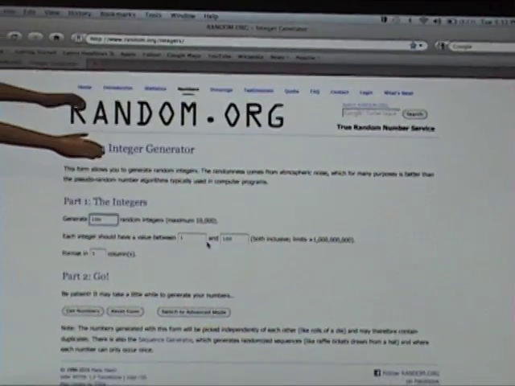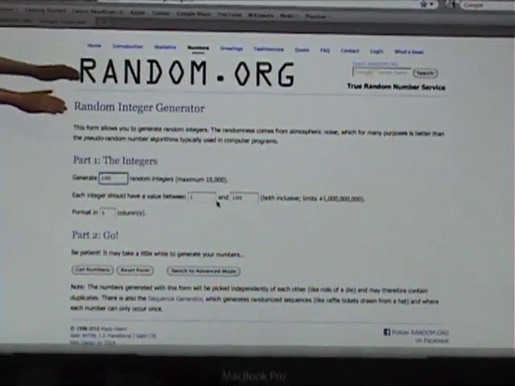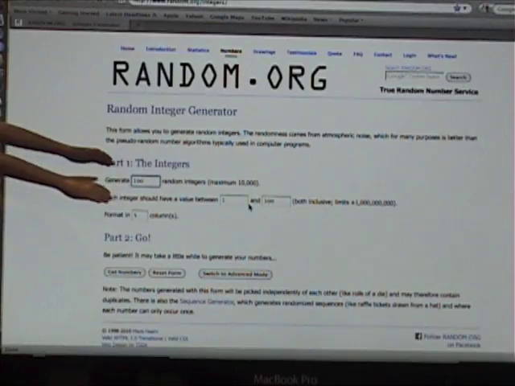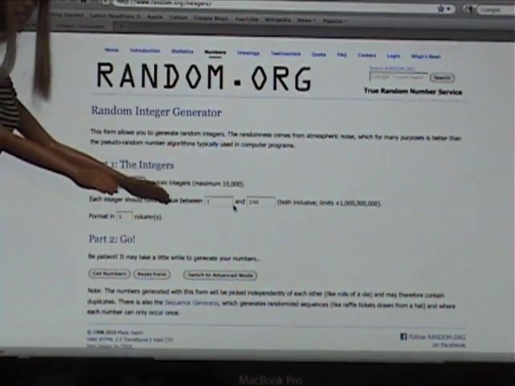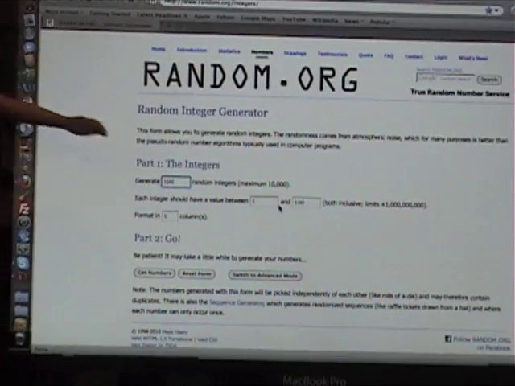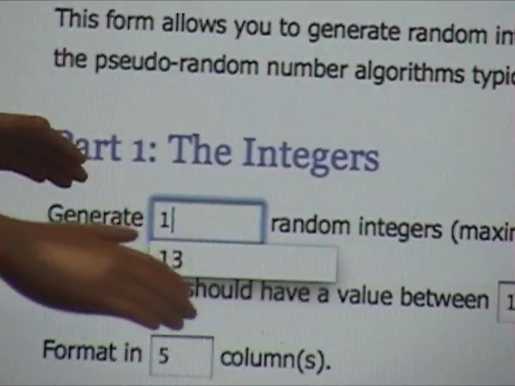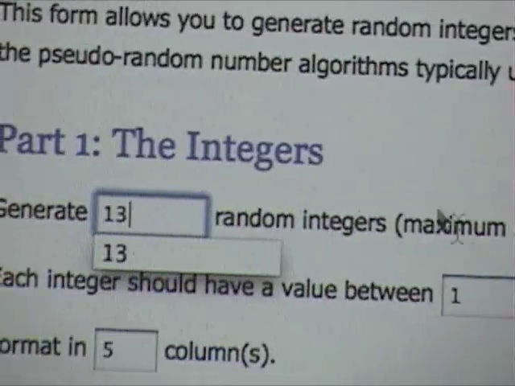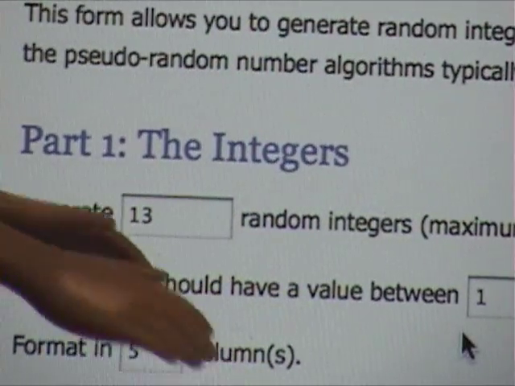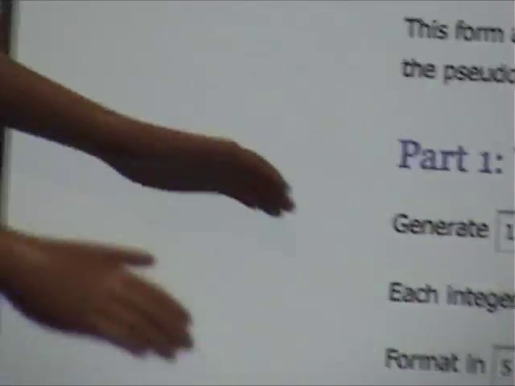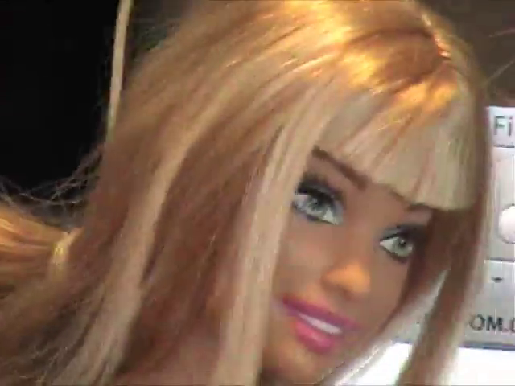So, we are here at random.org, which is a generator of random numbers. Very handy. So, part 1, the integers. How many random numbers do we want to generate? Well, since we are talking about 13 potential passengers, we shall change this to 13. There we go. Now, each integer should have a value between 1 and 100 because we are talking about percents. So 100% chance or 31% chance.